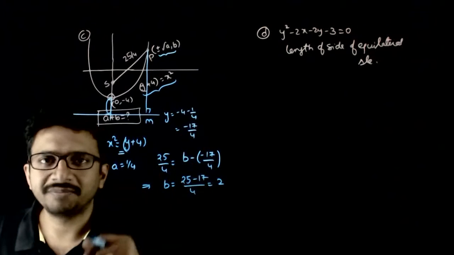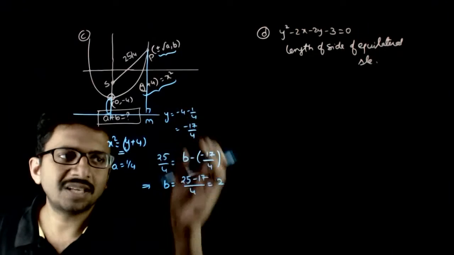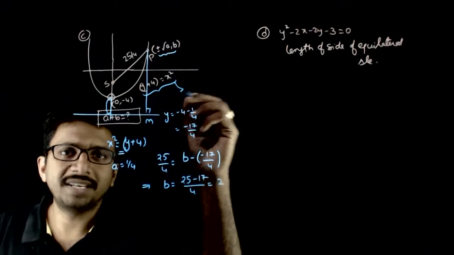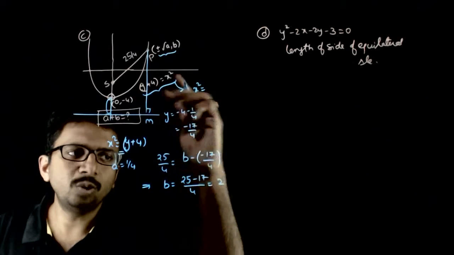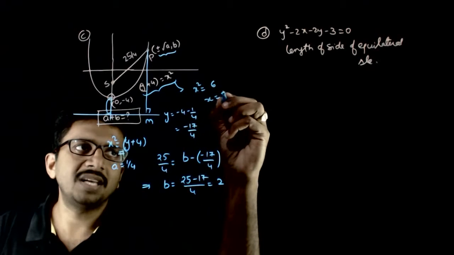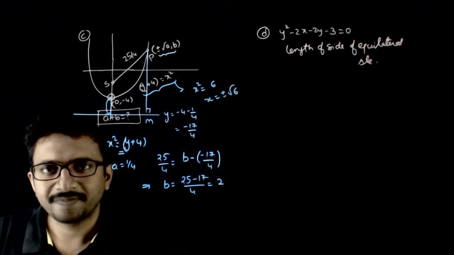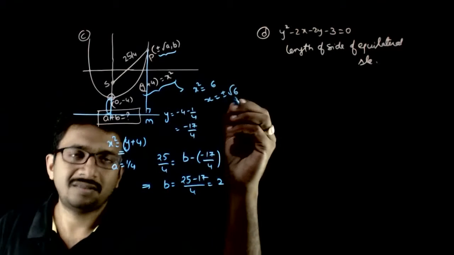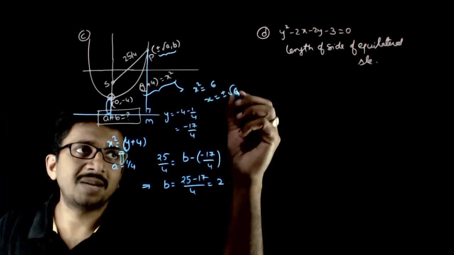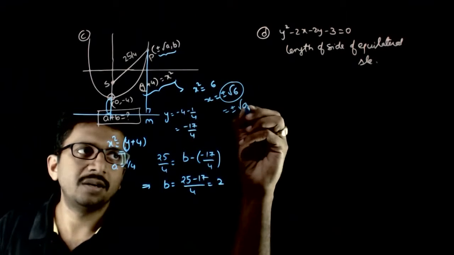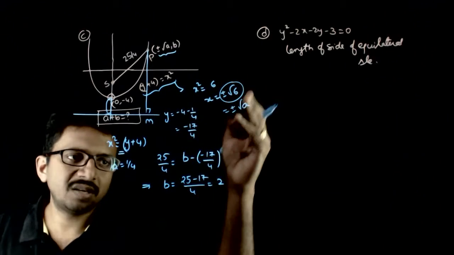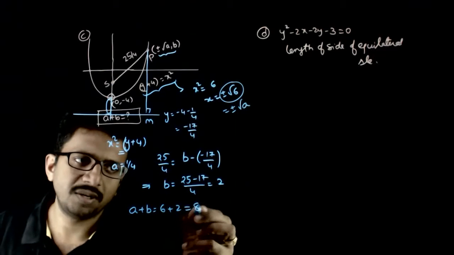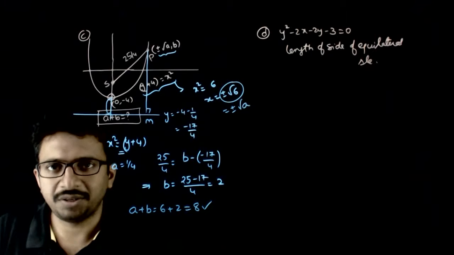Now how do you get the value of a? The value of a can be obtained by just substituting this y coordinate in the curve, because b is the y coordinate. So to get the value of x, x square is equal to 2 plus 4 is equal to 6. This simplifies to x is equal to plus or minus root 6. This x coordinate is nothing but plus or minus root a. So if you compare these two, a is equal to 6 and b is equal to 2. So a plus b is equal to 6 plus 2 is equal to 8. So a plus b is equal to 8 units.